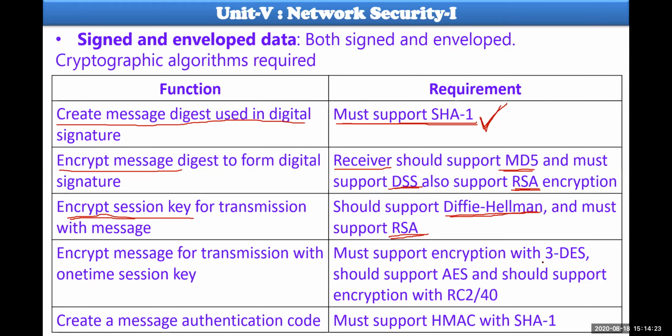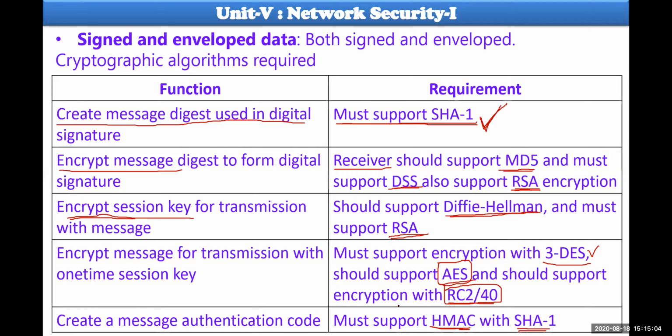For doing this particular kind of operation, Triple DES is required, AES is required, and RC2 40-bit encryption is required. This is not actually in our syllabus. We have discussed what DES is and what AES is also. All these things will be supported by your browser. And to create a message authentication code, you need to have HMAC. HMAC is required and SHA-1 will also be required. All these things will be required while doing some kind of operations here.